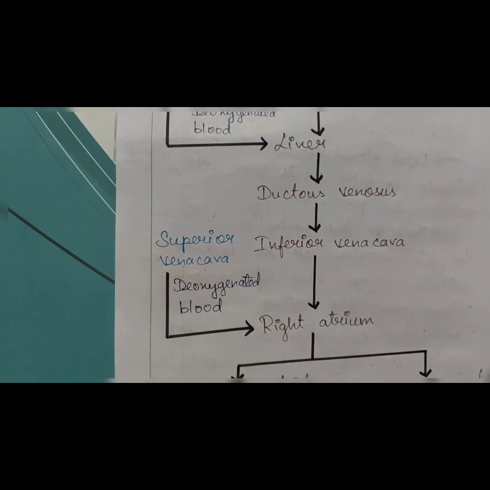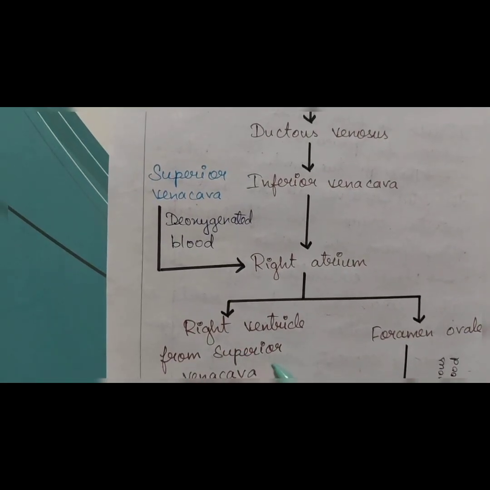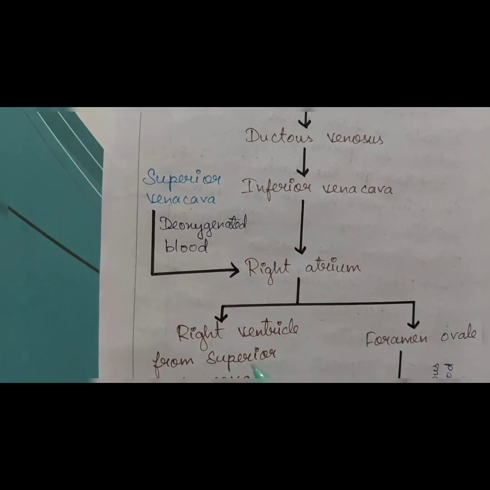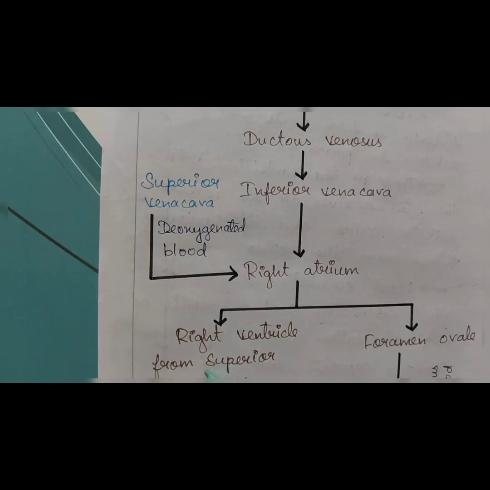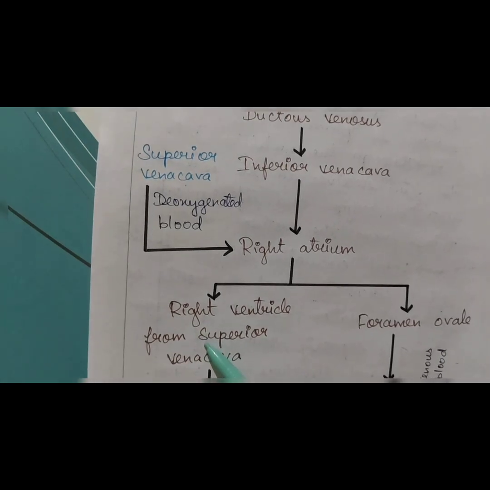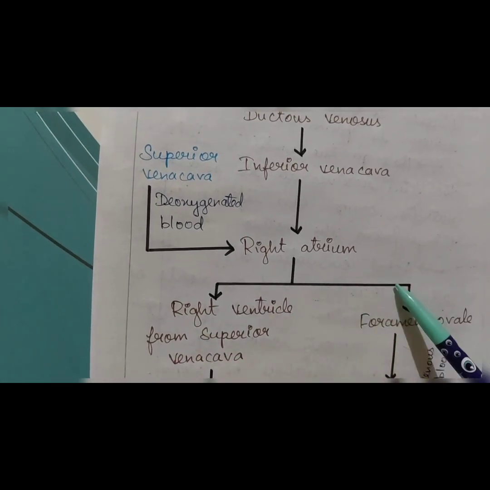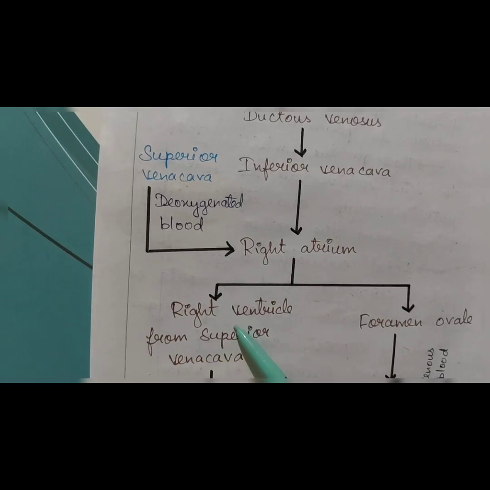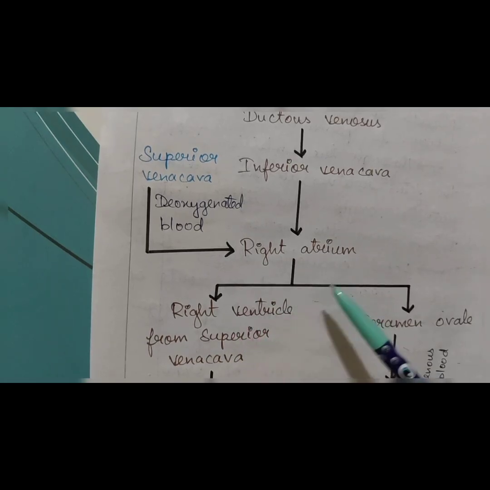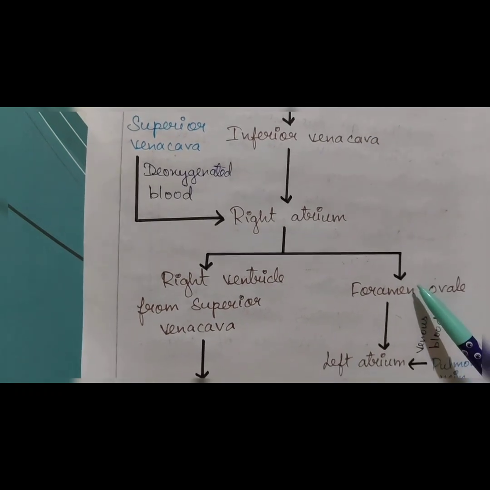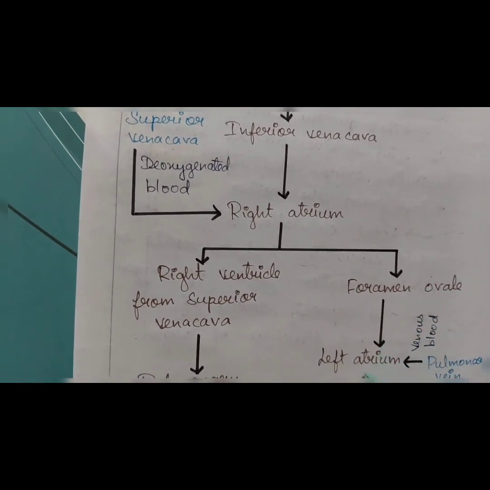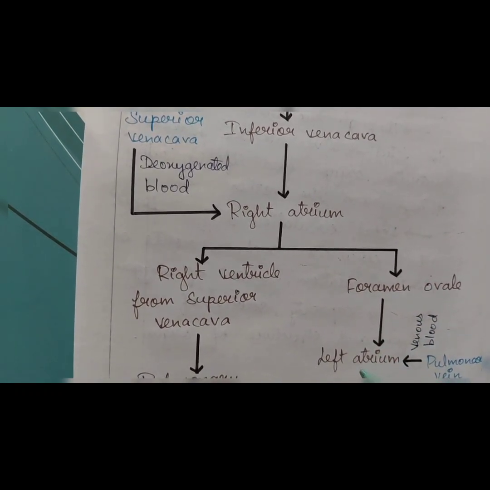Two places, that is the right ventricle and the foramen ovale. The right ventricle receives blood from the right atrium, and the superior vena cava blood is also received there. The right ventricle receives a little bit, but most of the blood enters the foramen ovale. After entering the foramen ovale, the left atrium receives the blood.